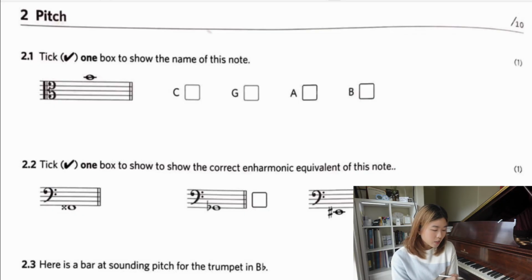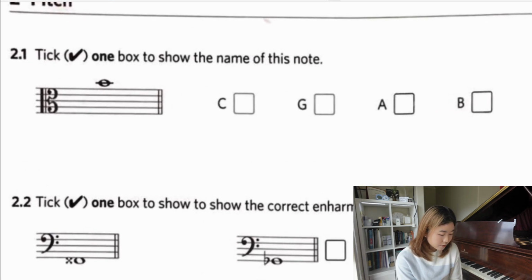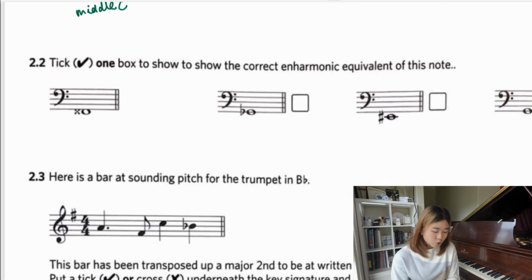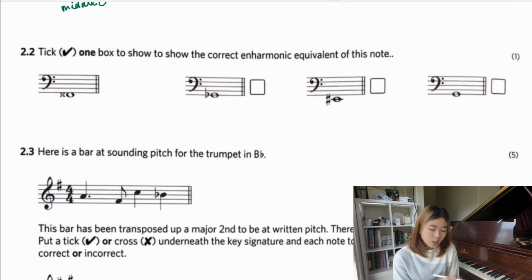Okay, now the next section is pitch. Okay, so we're gonna give a tick one box to show the name of this note. This clef is alto clef. So the hook that they're pointing, which is the middle line, that's representing middle C. So that's the middle C. So we have to count from the middle C to find what is the note given. So this is C, E, G, B. So that's a B.